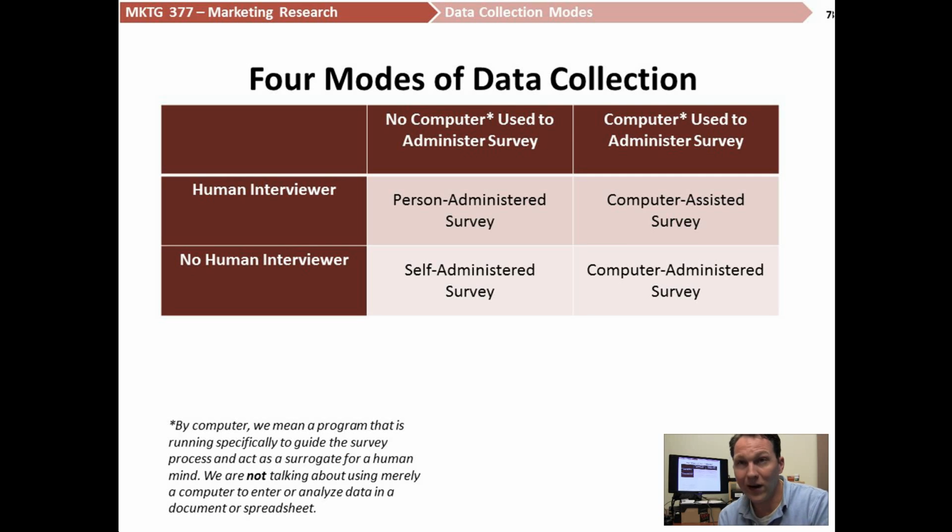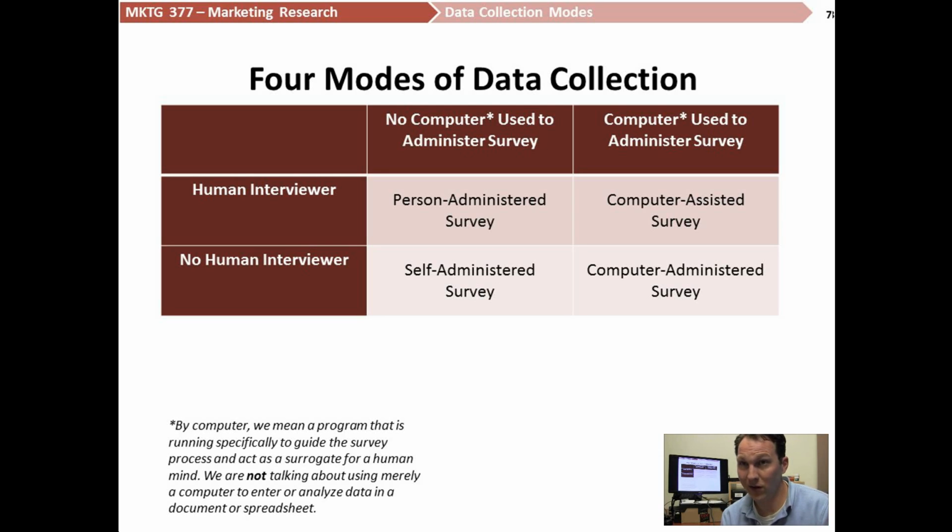So I'm going to put up this chart here, and we can see there are four modes, generally speaking, of data collection. Now, there are actually more than four, but these are the four that we commonly use. And this chart here can help you to understand what distinguishes these four from each other. So we have a person-administered survey, which involves a human interviewer and no computer being used to administer the survey.